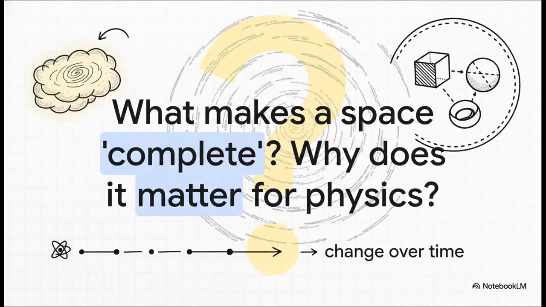So what is this completeness thing anyway? And more importantly, why should we, as physicists, even care? It sounds like some abstract math thing, right? But trust me, it has huge, real-world consequences for how we describe quantum systems evolving in time.